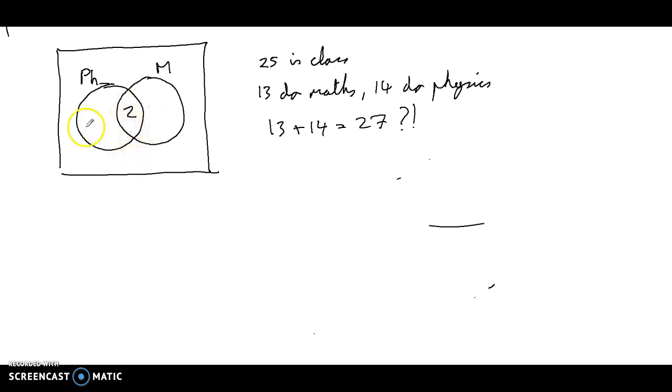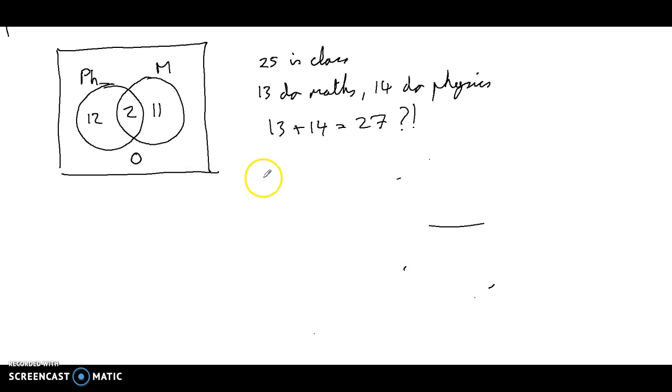So I can then adjust the numbers in each of the circles. People just doing maths would be 11, because I know there's 13 in total, and people just doing physics is 12, because there's 14 in total. Two do both. 12, 14, 25. So actually there's no students in this case that don't do maths and physics. Everyone in the group does maths and physics. So that's a quick reminder about Venn diagrams.